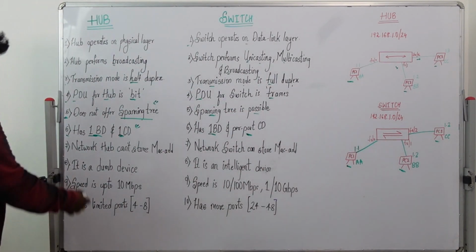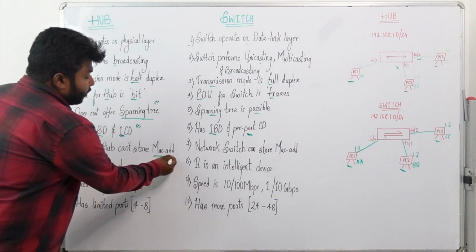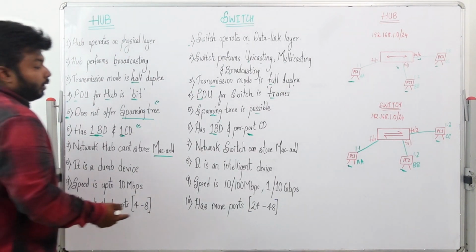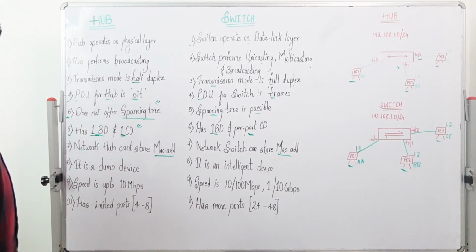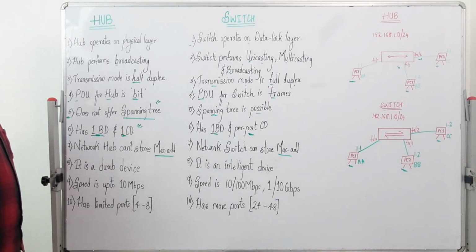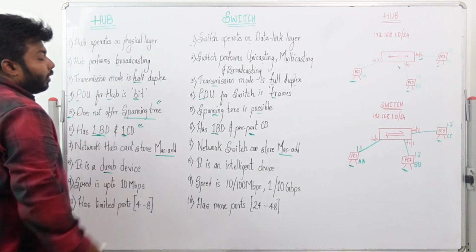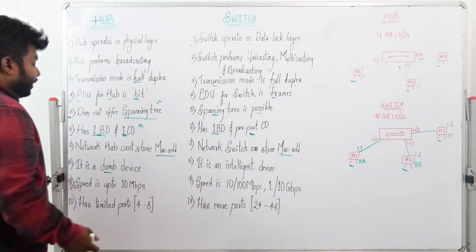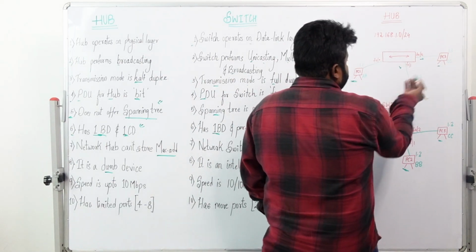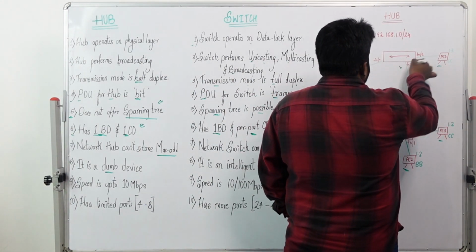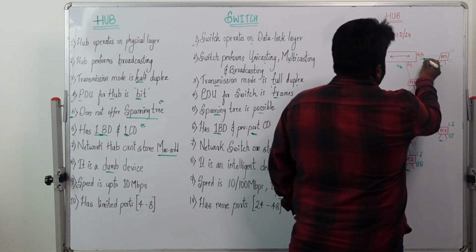If you talk about the 7th difference, a network switch can store MAC addresses, whereas a hub cannot. That's why we call a hub a dumb device, whereas we call a switch an intelligent device. Let's say PC1 is transmitting data towards PC3, your hub will not understand anything. Every time a packet reaches the hub, it will always perform the broadcasting part.